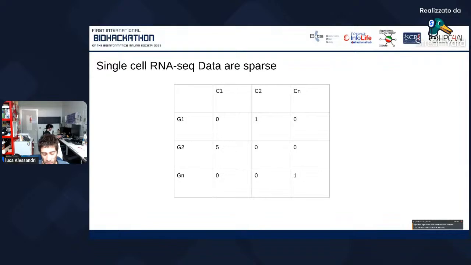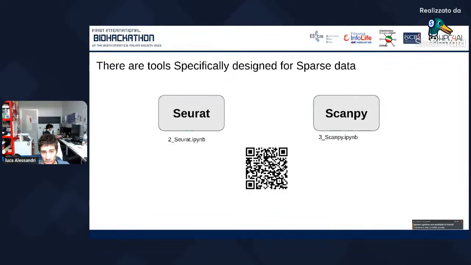So how do you treat it? There are tools that are specifically designed for sparse data, so for single-cell RNA-seq data. That's why you can't use the common tools that we have used so far, that we have seen also for bulk RNA-seq or others, because the input data are different in itself.